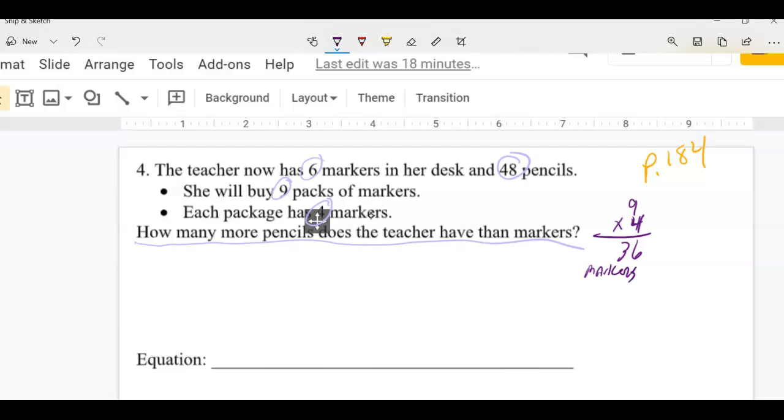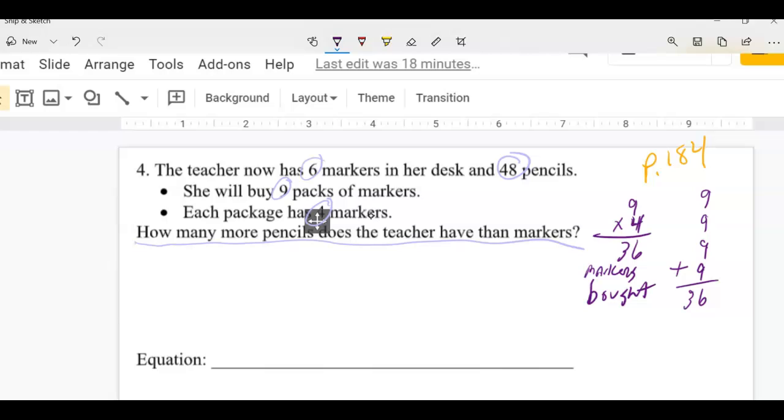Okay, or you could do a repeated addition. So 9 packs of markers. Each package has 4, so you can do 4 groups of 9. 9 plus 9 plus 9 plus 9. Okay, when you add those up, 9 plus 9 is 18. You add another 9, that's 27, and another 9, that's 36. Okay, so you get the same answer. All right, so now we know how many markers are going to be bought.